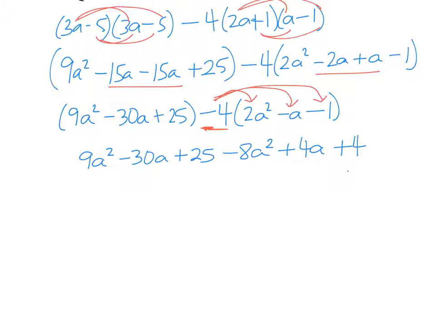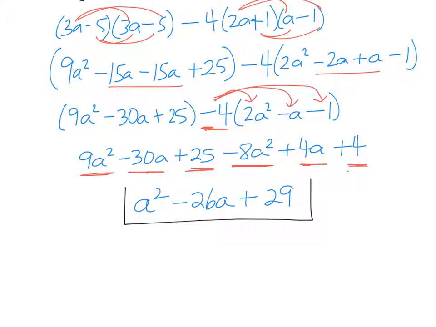Now we just look for like terms. So I have 9a squared and negative 8a squared. So that makes a squared. I have negative 30 and positive 4, which makes negative 26. And I have 25 and 4. Gotta go? Okay. Which makes 29. Okay, and so there we go. That is our final answer.